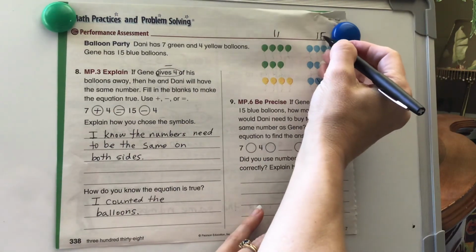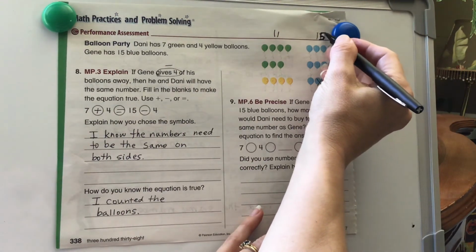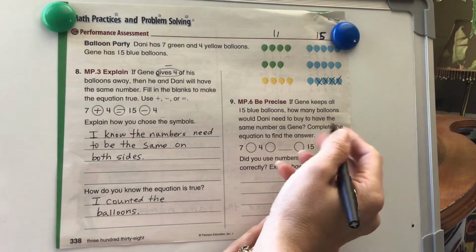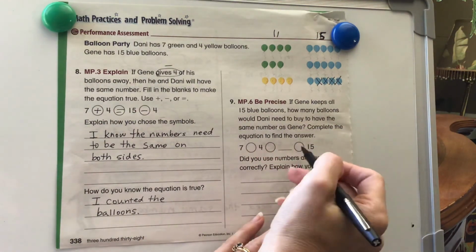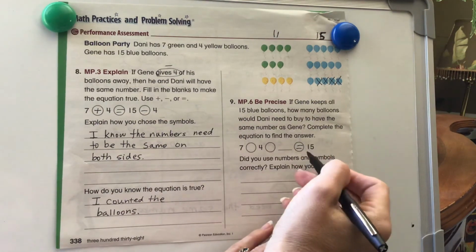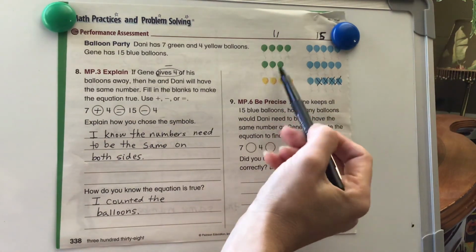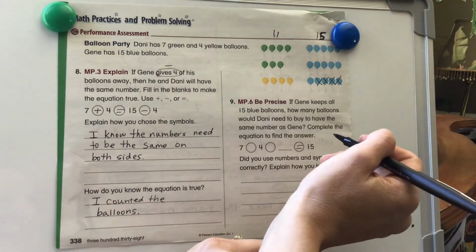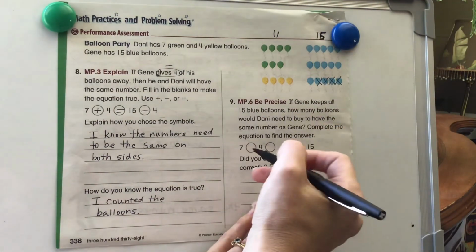If Jean keeps all 15 balloons, so now we're going to pretend that he has not crossed these out and he has 15 balloons now. We're back up to his total. How many balloons would Danny need to buy to have the same number as Jean? Okay, so we know this equals Jean's 15. Now we know we have 7 plus 4 is 11. So we're going to count up to 15 because now we need 15 on both sides.